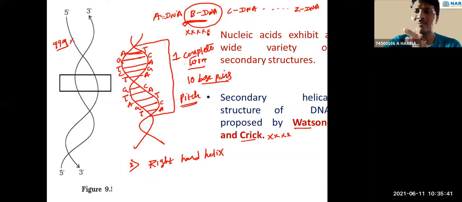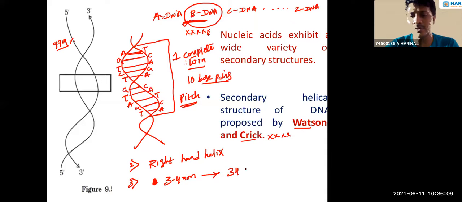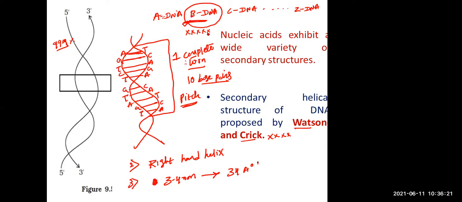Next, what is the length of one turn, one pitch? The length of one turn is 3.4 nanometers. If you convert 3.4 nanometers into angstroms, it becomes 34 angstroms. Are you getting this? What is the length of that one pitch? 3.4 nanometers.